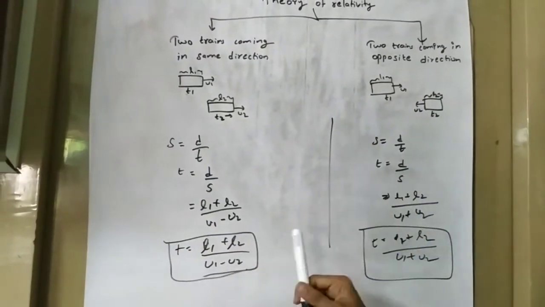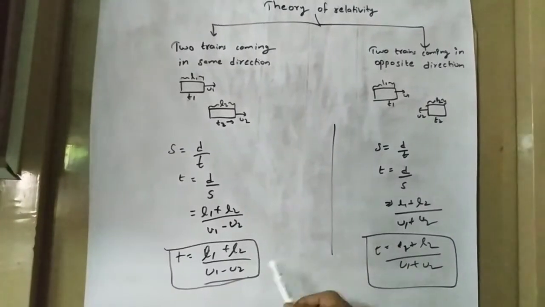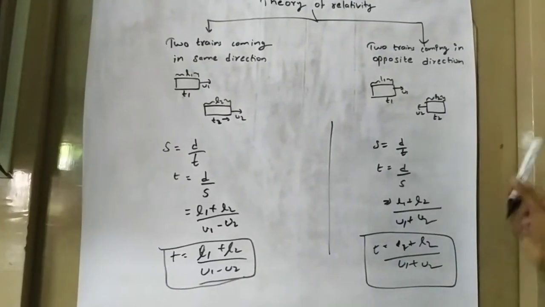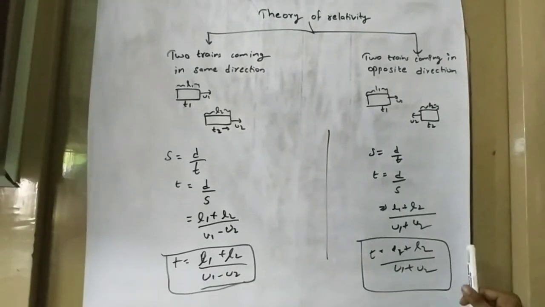If two trains are coming in the same direction, then we should subtract the speeds, and if two trains are coming in opposite directions, then the speeds should be summed up.